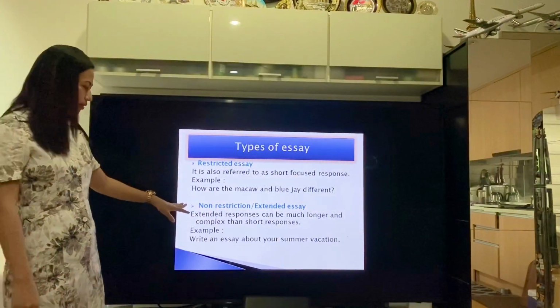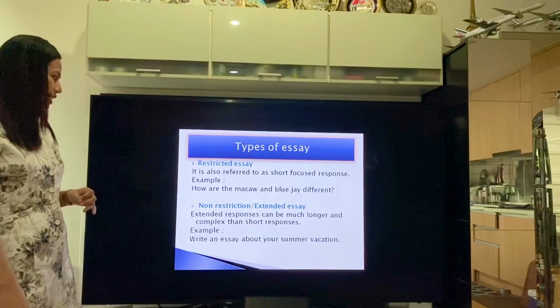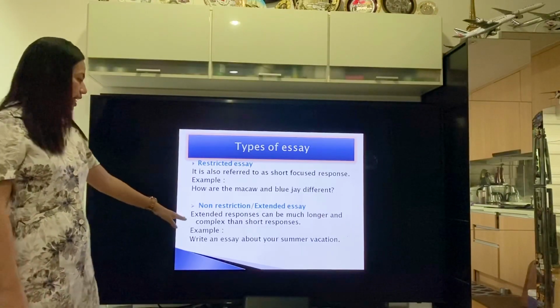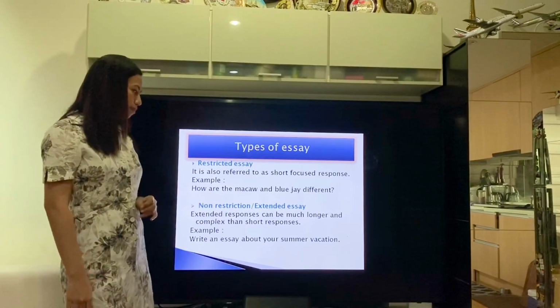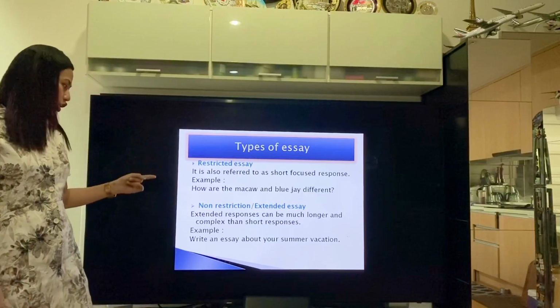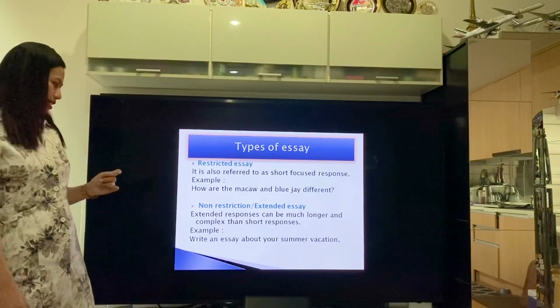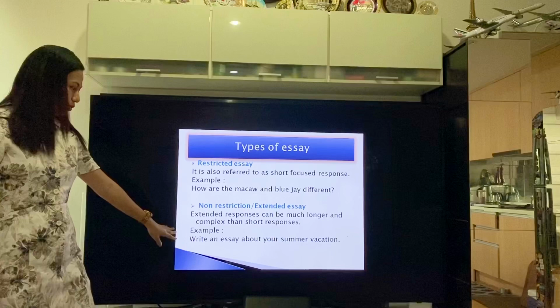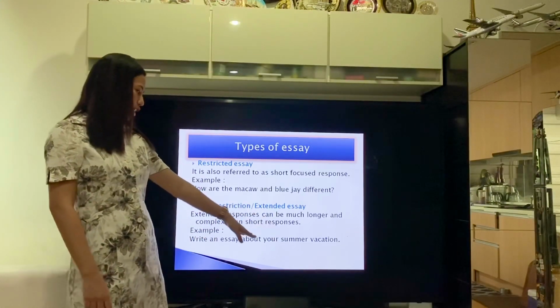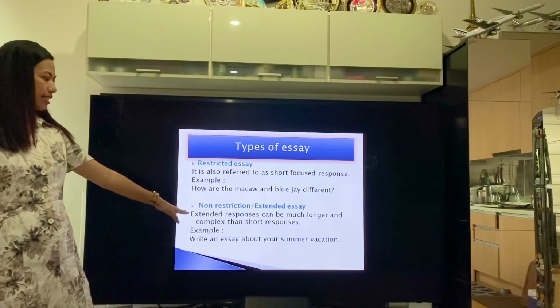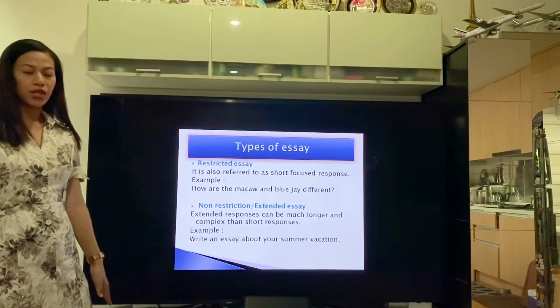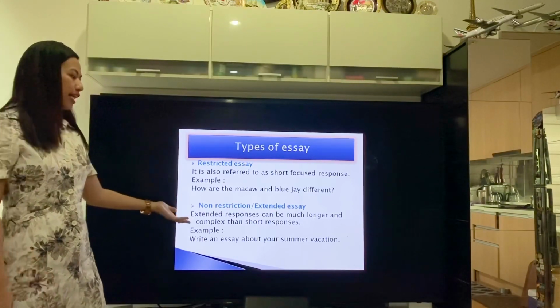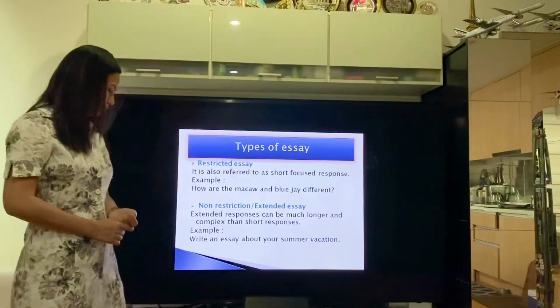And the second one, non-restriction, extended essay. Extended responses can be much longer and more complex than short responses. Example: write an essay about your summer vacation. So, itong extended essay, longer siya. You can write anything na nangyari sa'yo sa vacation mo.